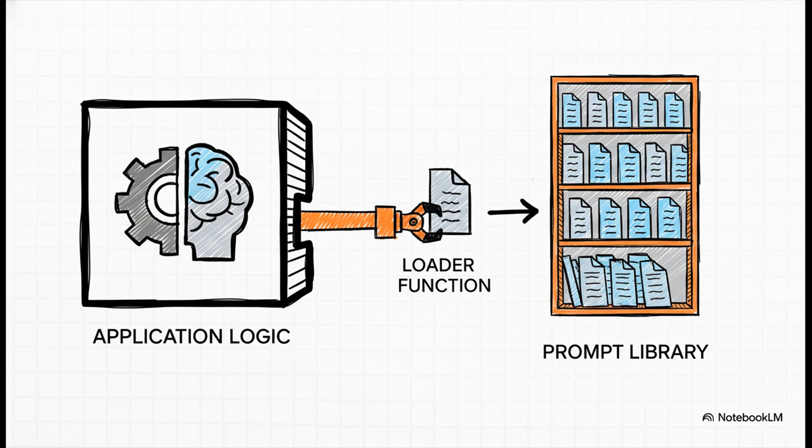So how do you even use this library in your code? Well, it's actually really simple. You use a little loader function. Your application code doesn't even contain the prompt text anymore. It just calls a function like loadPrompt and tells it which version it needs. This totally decouples your application logic from your prompts, which, believe me, is a massive win for maintenance.